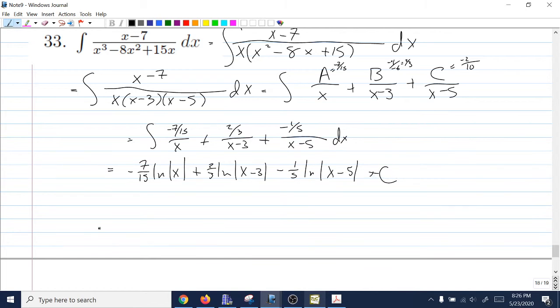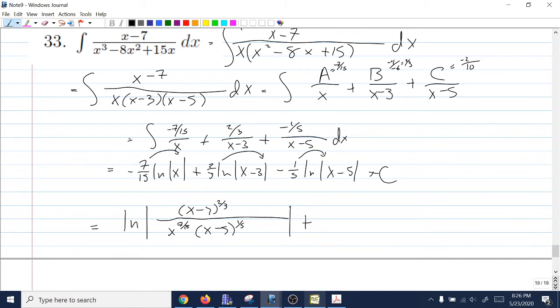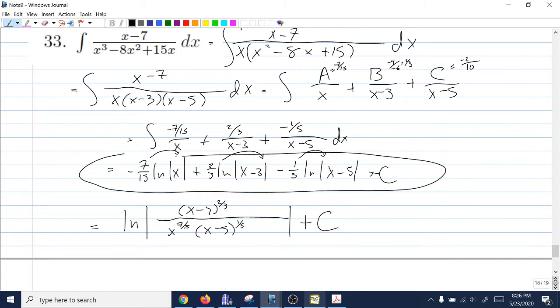I've seen calculus textbooks that go nuts and smush this all together in one natural log. The rules of natural logs lets you put these up as exponents and then multiply, divide these things. So you can rewrite this as natural log of x minus 3 to the 2/3 over x to the 7/15, x minus 5 to the 1/5. And you can write it like that if you're a psychopath, but I think this is the normal way to write it.